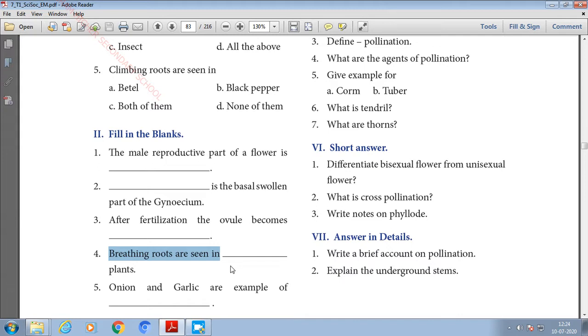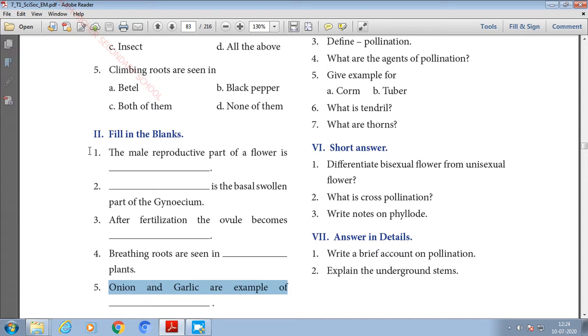Mangrove plants. Breathing roots are seen in mangrove plants. Fifth one, onion and garlic are examples of bulb. Bulb. It is a modification, stem modification. Okay, so onion and garlic are examples of bulb.